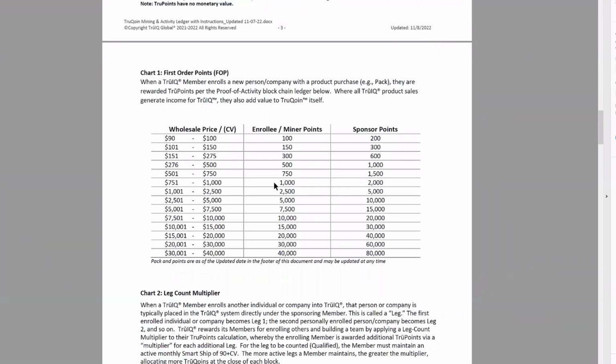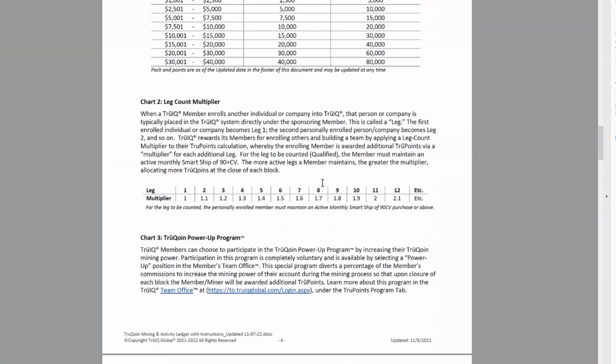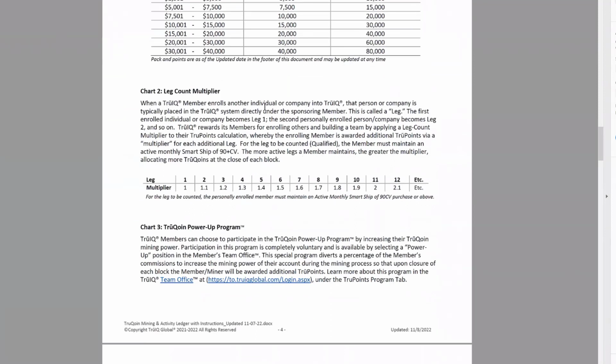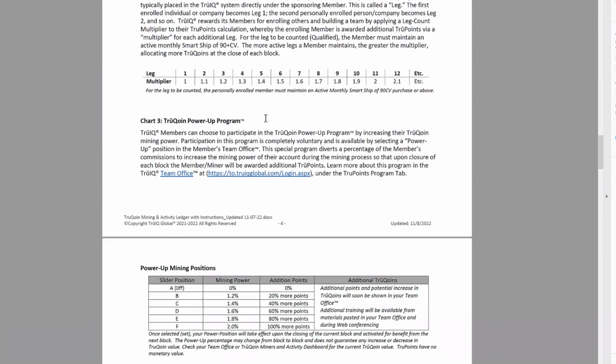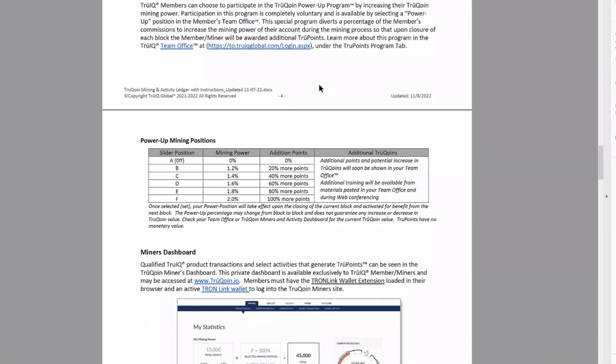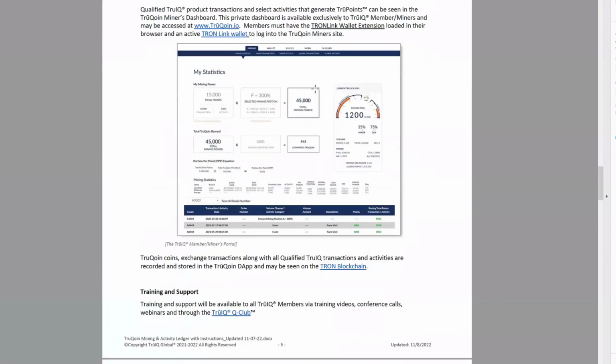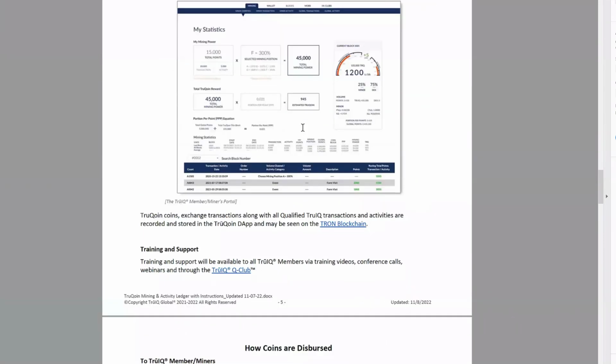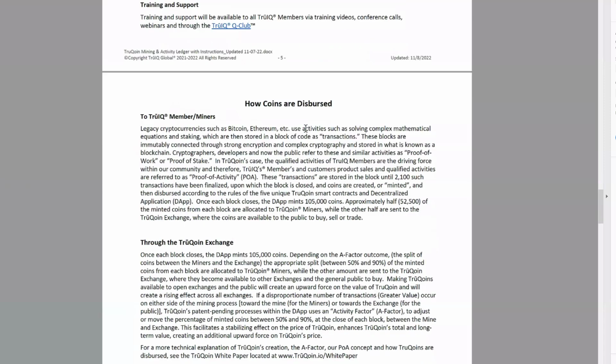So all the activity that's going on in TruIQ, most of the activity, is converted into points for you as miners. We call you miners in TruCoin, okay? This document goes through all this explanation. So I know I kind of went fast there and I kind of stumbled a little bit, but that's explained in this documentation. Here's your leg multiplier, how that works. Power up program, something we haven't even launched yet. And of course, here's the TruCoin site. This is all in this documentation, how the coins are dispersed.